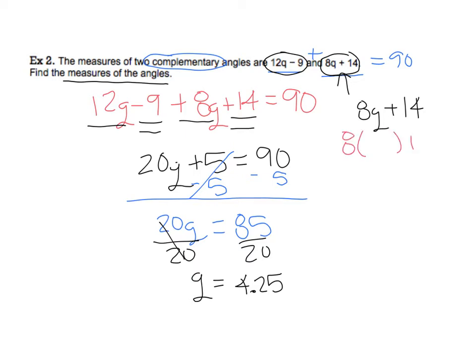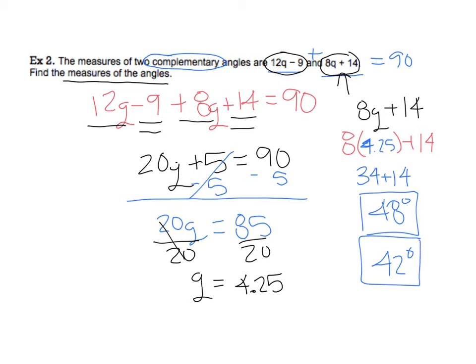So 8 times q plus 14. We know that q is 4.25. I know that's a horrible looking 4. My bad. So 8 times 4.25 is equivalent to 34, plus 14 gives us a grand total of 48 degrees. So that's the first one. Now, to do the second one, technically I could plug it into the 12q minus 9, or since I know they're complementary, 90 minus 48 leaves me with 42 degrees. So that means the second one would have to be that.